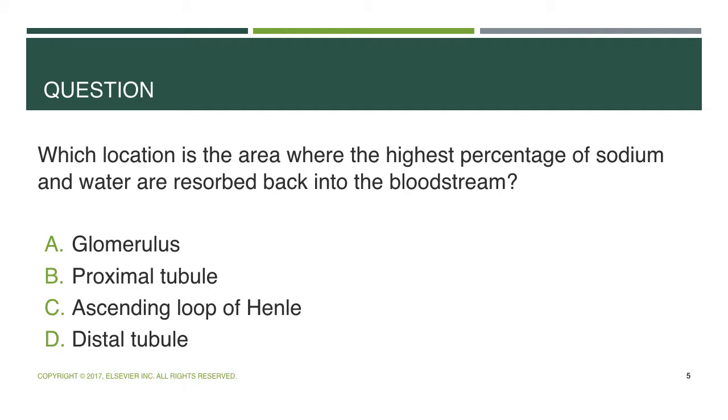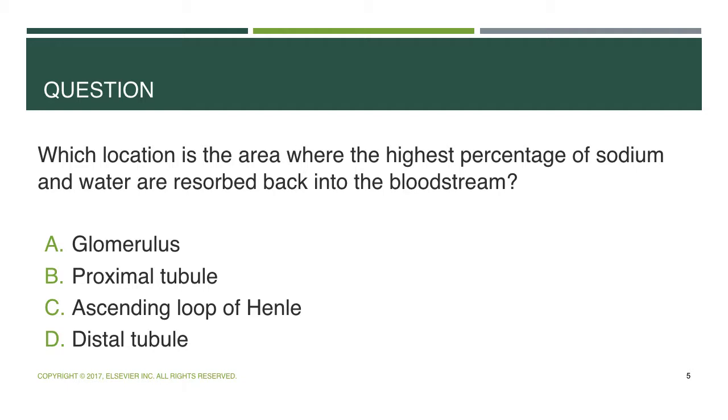So here's our first question. Which location is the area where the highest percentage of sodium and water are reabsorbed back into the bloodstream? The glomerulus, the proximal tubule, the ascending loop of Henle, or the distal tubule?